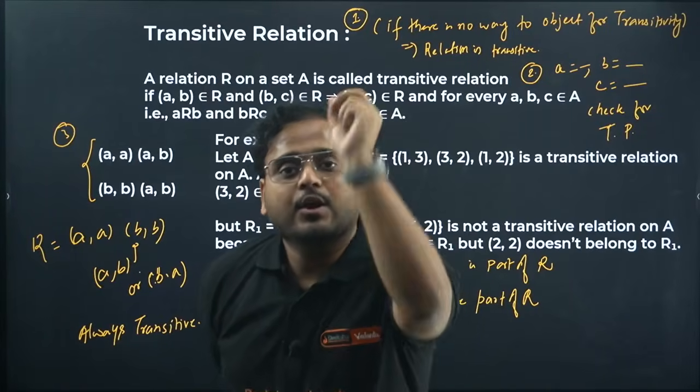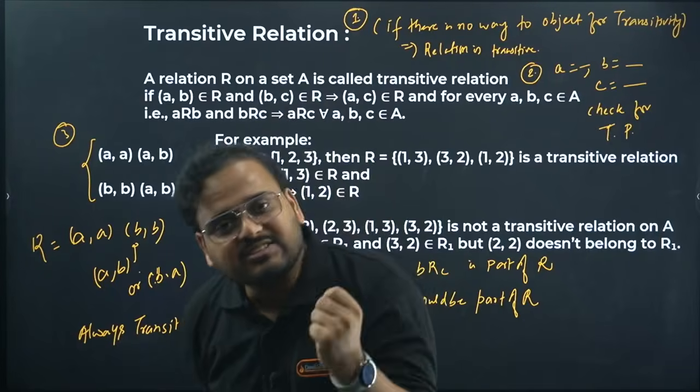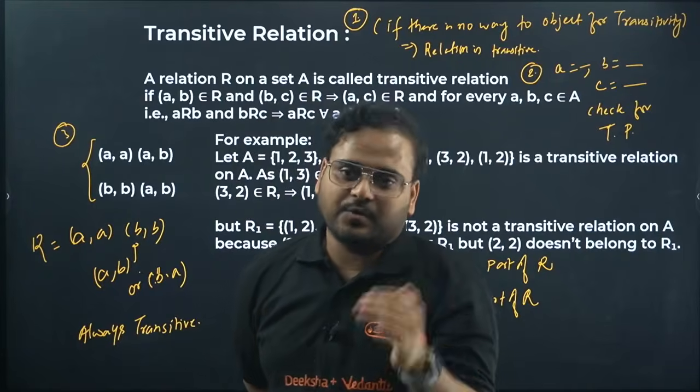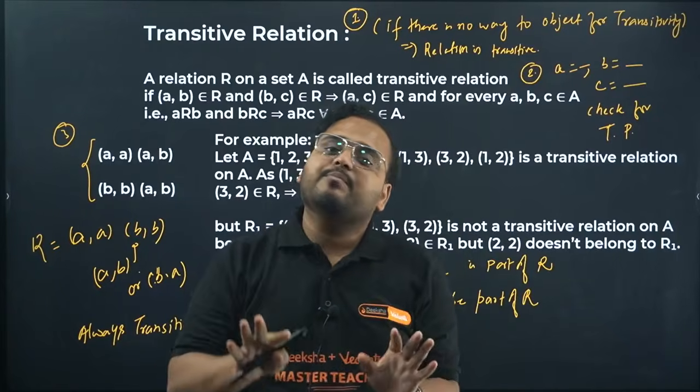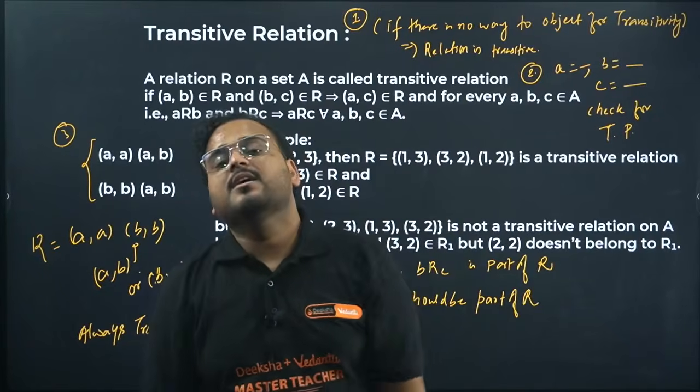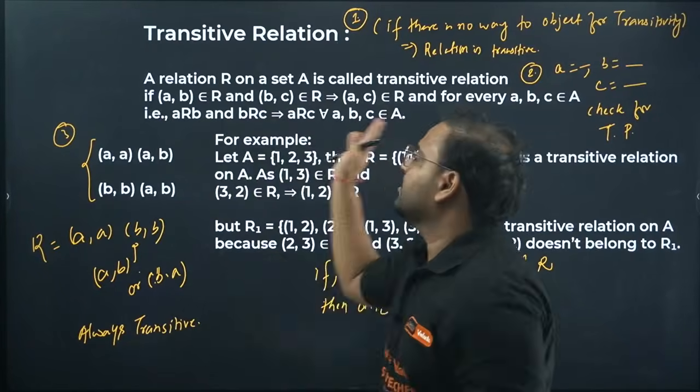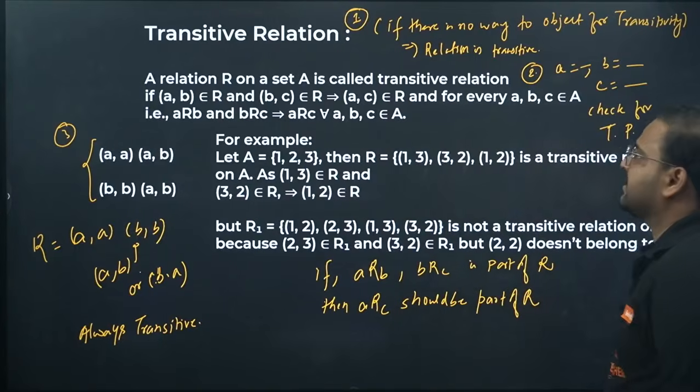Repeat after me. If you have 1, 1, 2, 2, and 1, 2, is it transitive? Yes, it is always transitive. Okay, got it. So if you have AA, BB, AB and BA present, it will always be transitive, sir. Okay, super. So this completes your understanding of transitive relations.